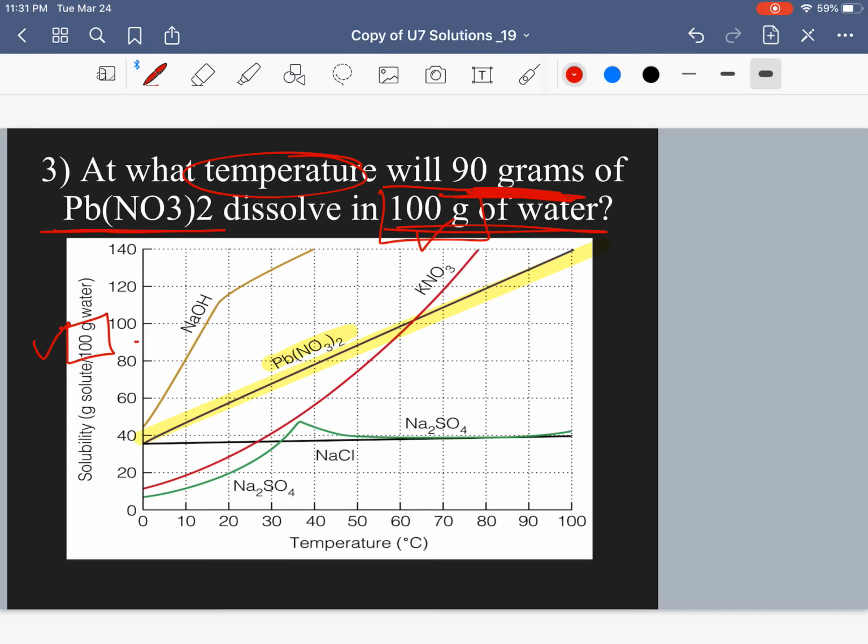All right, so I go right here and I find 90 grams, which is about right there in between, and I'm going to follow it over. All right, and depending on how you drew your line and how straight you kept it, it intersects with our line of interest right here. If I follow that down, what temperature is it at? We're at 50 degrees Celsius. All right, so at 50 degrees Celsius, those 90 grams of PbNO3 will dissolve.